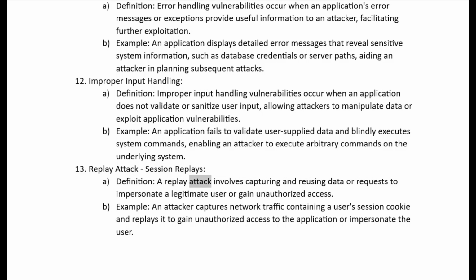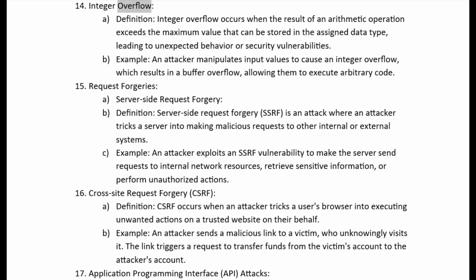Definition: a replay attack involves capturing and reusing data or requests to impersonate a legitimate user or gain unauthorized access. Example, an attacker captures network traffic containing a user's session cookie and replays it to gain unauthorized access to the application or impersonate the user.